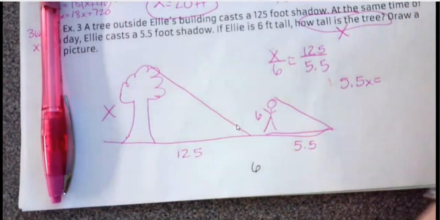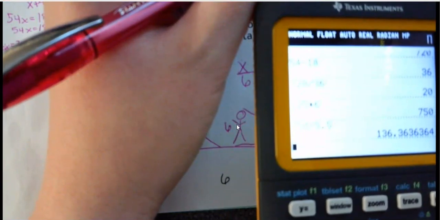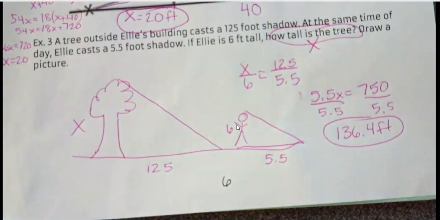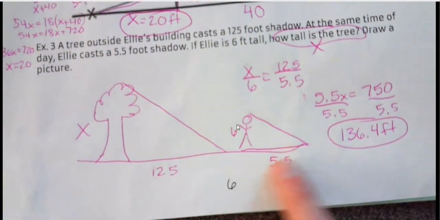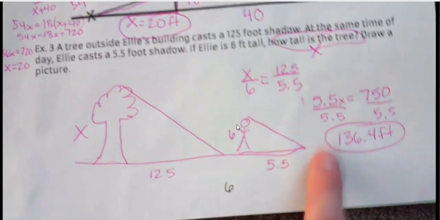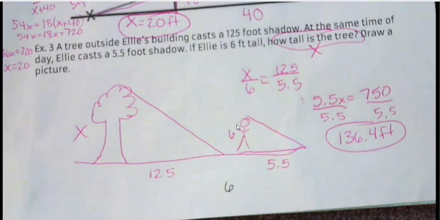125 times 6 is 750. And then we divide by 5.5 on both sides. So 750 divided by 5.5 is going to be kind of an ugly number. 136.36 repeating. So we're going to call it 136.4 feet tall. If you think about it, it makes sense because her shadow is 5.5 and she's a little bit taller than that, this shadow is 125, the tree is going to be a little bit taller than that, just proportionally.